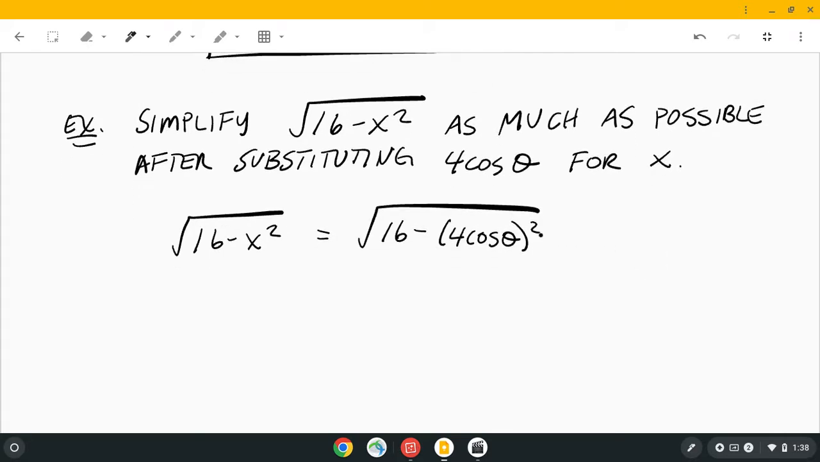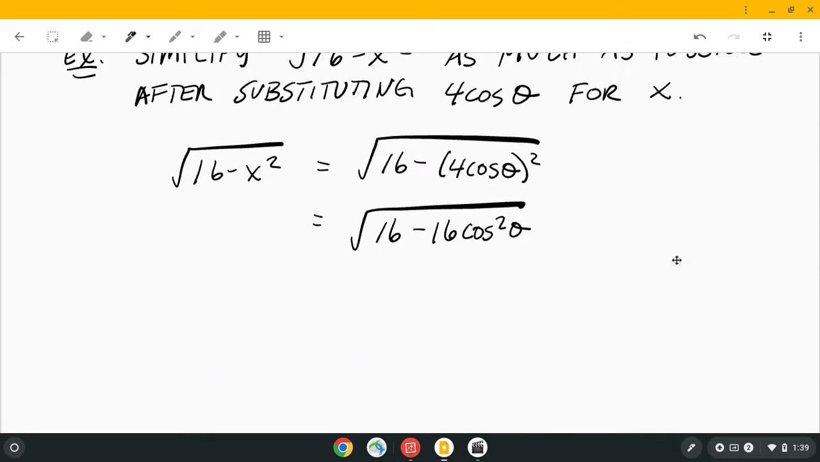Okay, and I need to square the 4 cosine theta. So everything in there is going to get squared. So 4 squared is 16. Cosine squared is cosine squared. Okay, so this is what I have now. I notice that they both have 16 in common, so I'm going to factor out the 16, and I get 1 here minus 1 cosine squared.